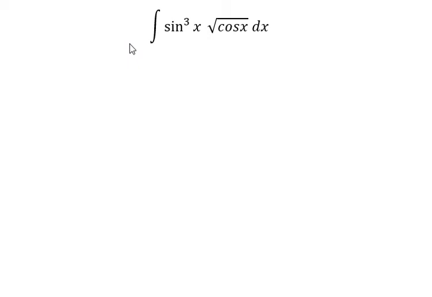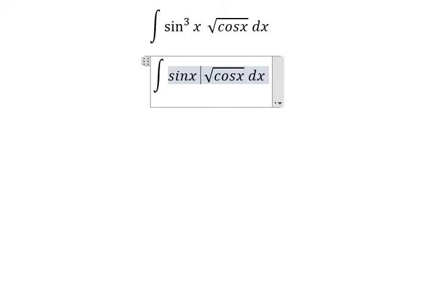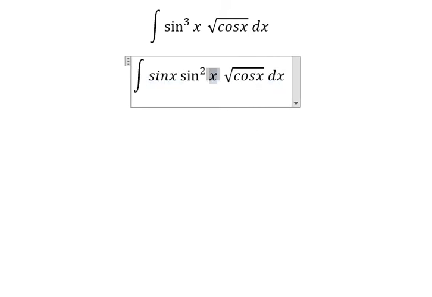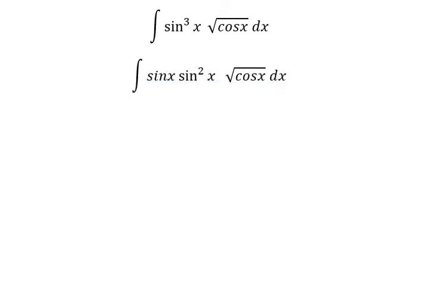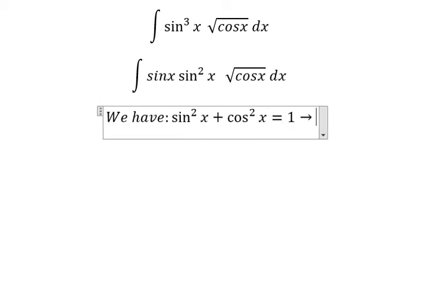The topic today is about integration. So now I will show you how to answer. This one I can put into sin x multiplied by sin x squared. Next we have the formula in here: sin x squared plus cosine x squared equals 1.